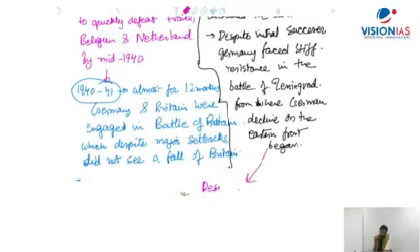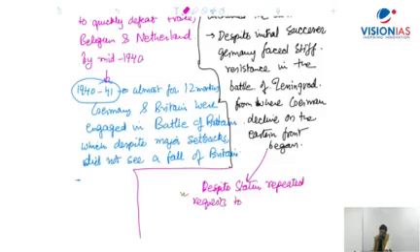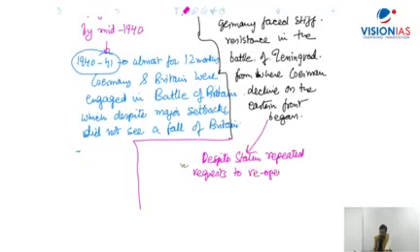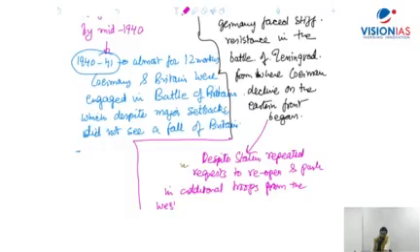Despite Stalin's repeated requests to reopen and push in additional troops from the Western Front, Britain and France chose not to do so.